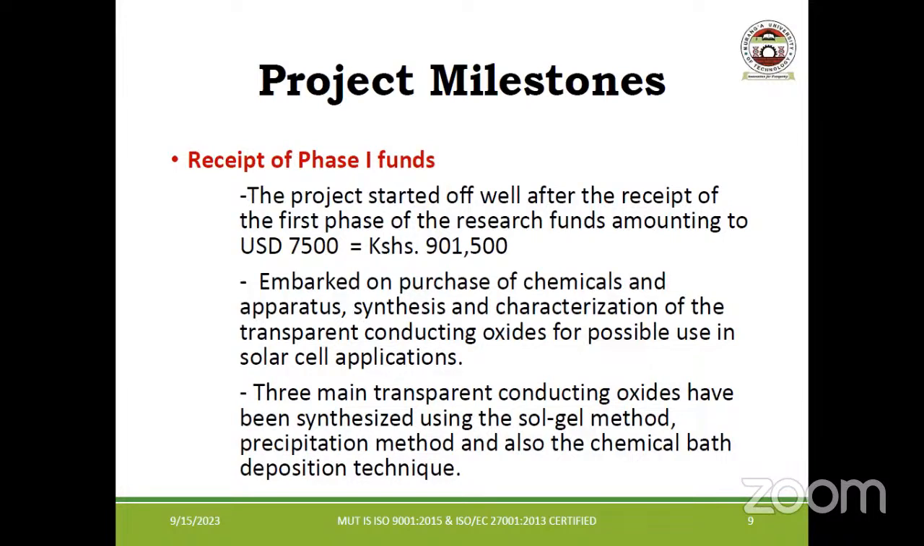Now, the three nanoparticles compounds that we are synthesizing, we are using the sol gel as I've indicated, and also the CBD, the chemical bath deposition technique, to optimize the growth parameters before finally going around.